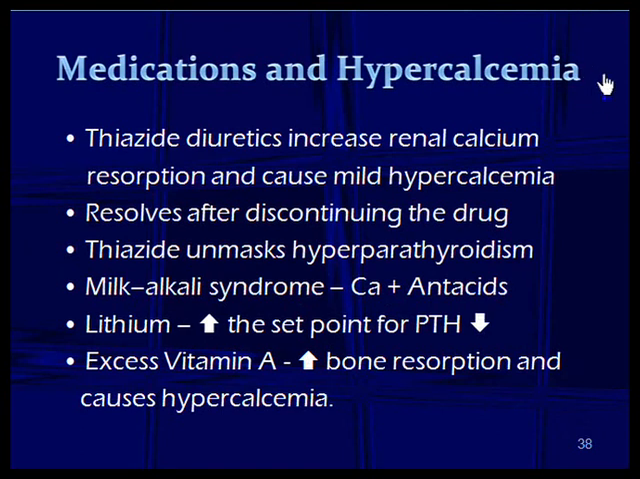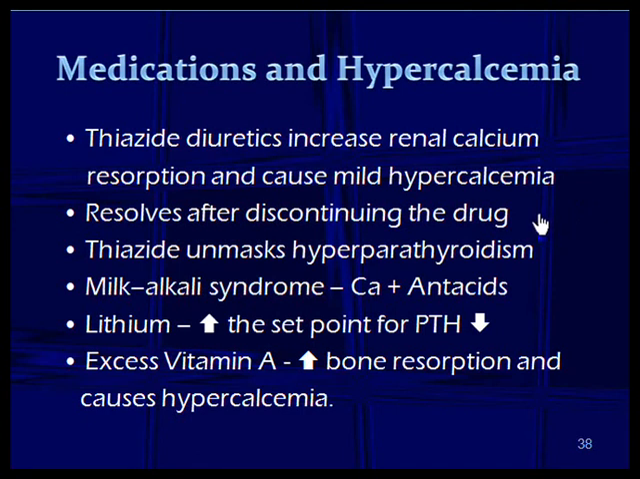In this slide we look at some of the medications that cause hypercalcemia. The commonest offending drugs are the thiazides, which are very commonly used for various conditions, and these increase the calcium resorption in the renal tubule and cause mild hypercalcemia. Remember here, thiazide hypercalcemia is never moderate or severe. It is mild hypercalcemia from 10.5 to around 12 milligrams or lower than that.